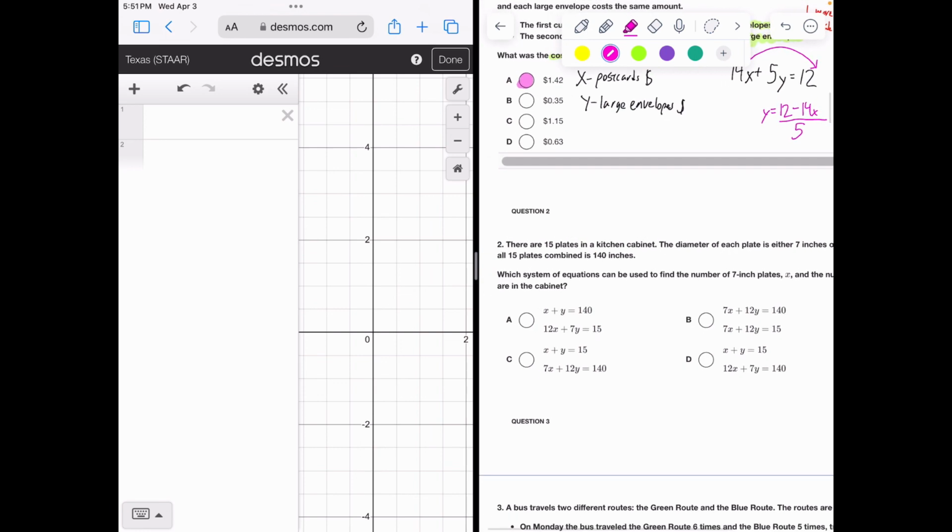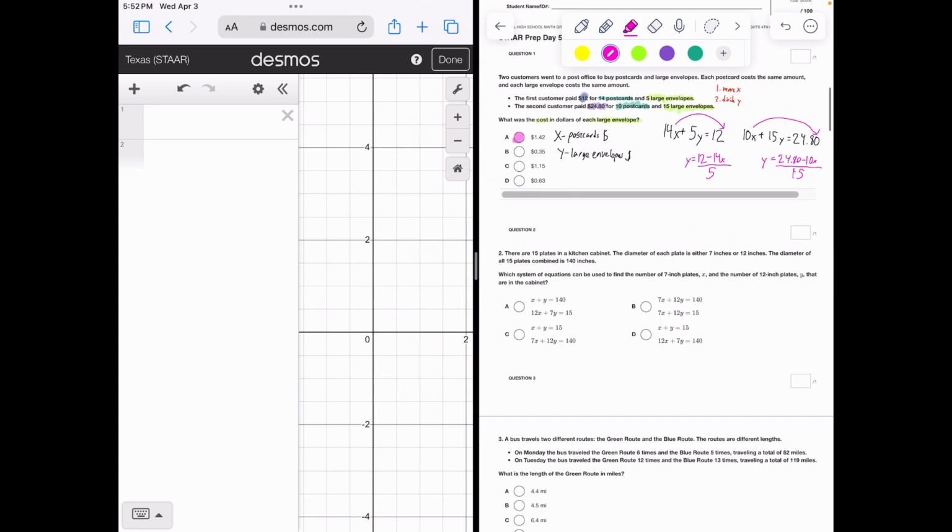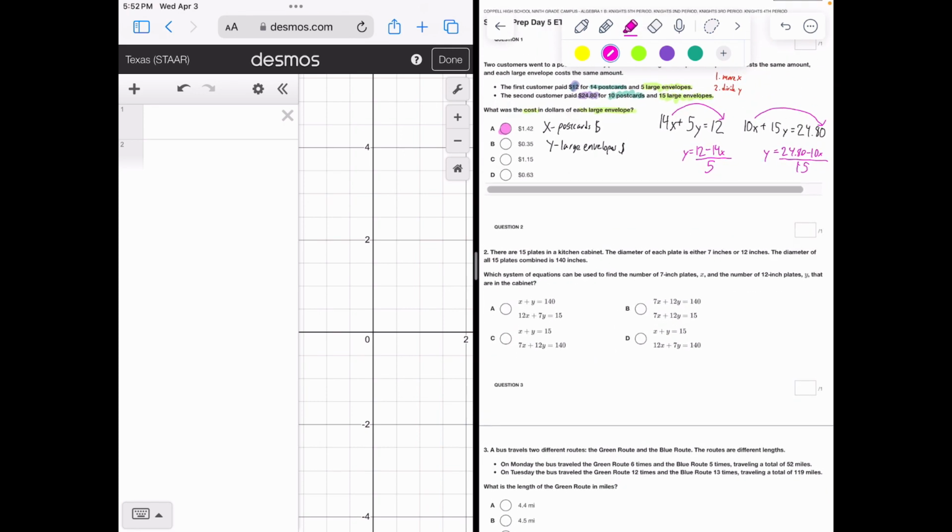15 plates in a kitchen cabinet. The diameter of each plate is either 7 inches or 12 inches. Let me zoom it out so we can read the whole thing. The diameter of all the plates combined is 140 inches. Putting a little bit of geometry in here, but we can still think of this as an algebra system of equation situation because we have two sets of information about the plates.